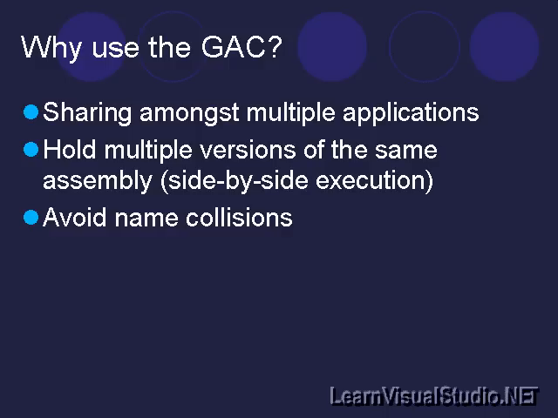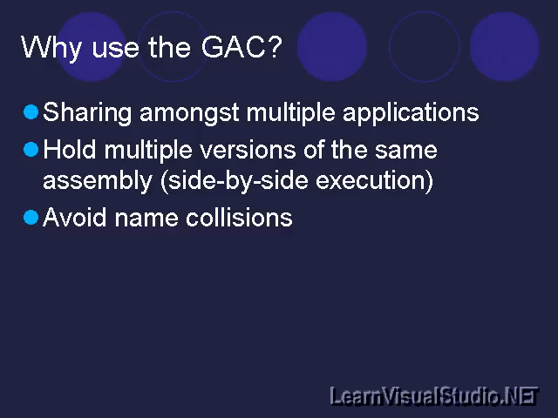So why use the GAC? I mean, isn't the very spirit of .NET just the ability to use simple deployment, Xcopy deployment? This feels an awful lot like the old days of COM when you'd have to register a DLL with RegSvr. So why am I going to jump through all these hoops to put my assembly or my DLL into some kind of global place?